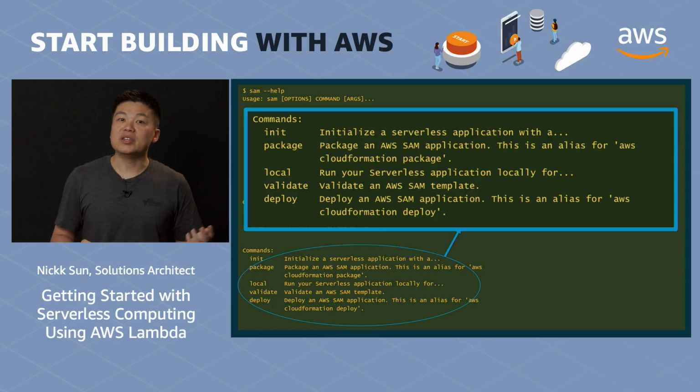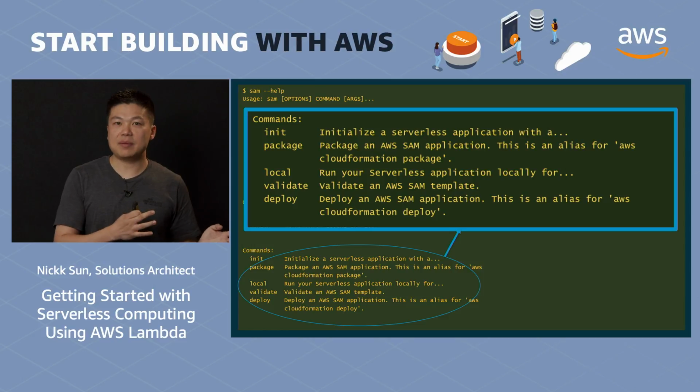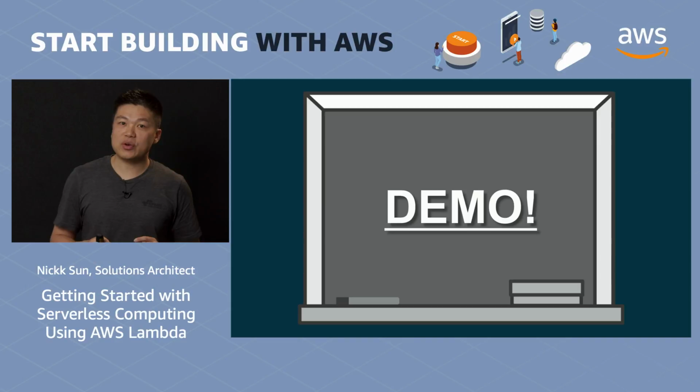For example, we can use init to initialize a serverless application as a code skeleton, and we can use package or deploy to transform SAM template, then deploy it with CloudFormation. Now let's have a look at how SamCLI works in a demo.